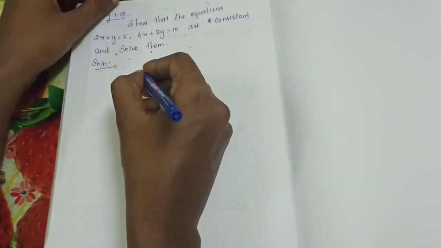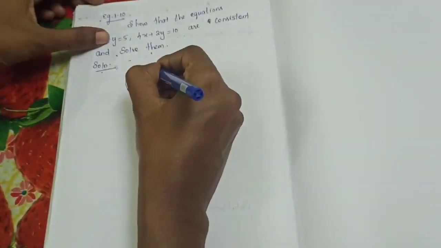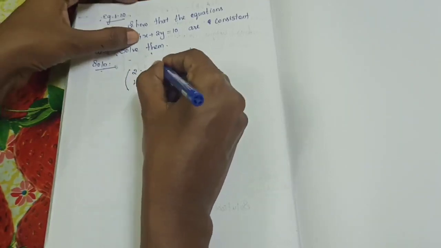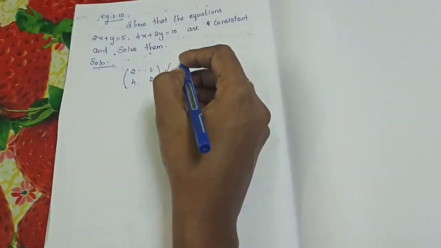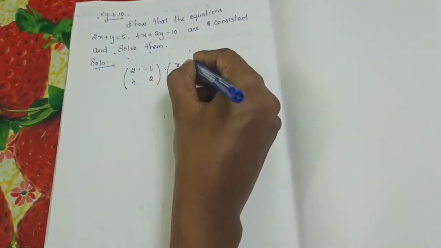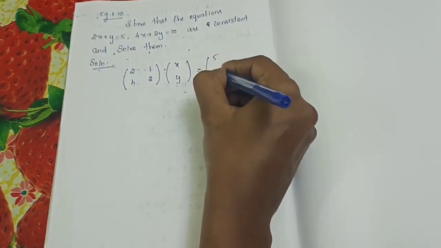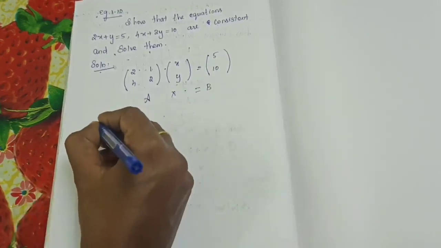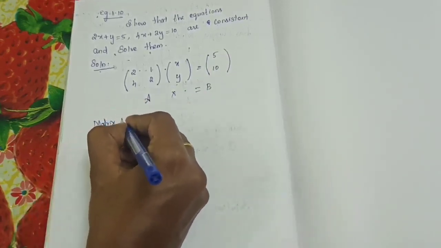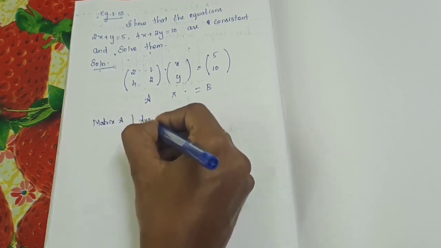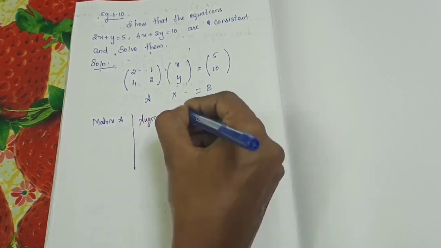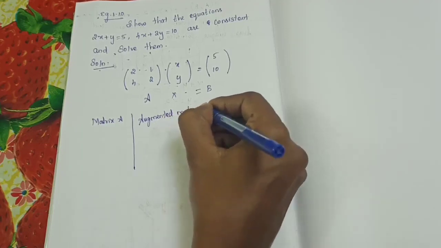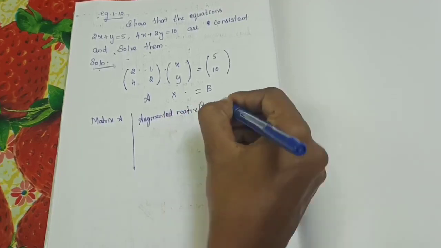Okay, solution. First I am going to write it in the form of AX is equal to B. So 2, 1, then 4, 2. Then how many unknowns are there? 2 unknowns are there. Then x, y is equal to 5, 10. This one you know, is it right? So AX is equal to B. Then next one, matrix A. Then next one is the augmented matrix A comma B.